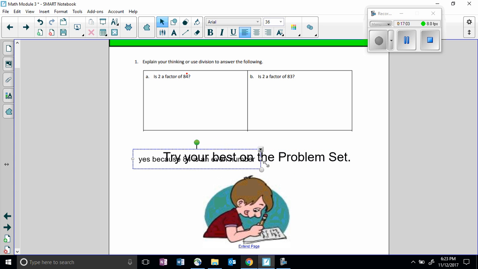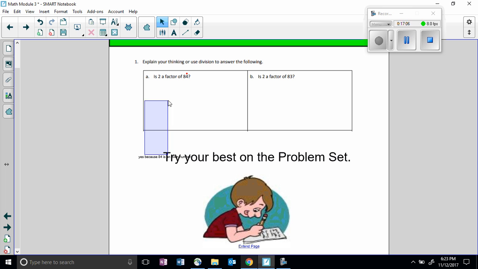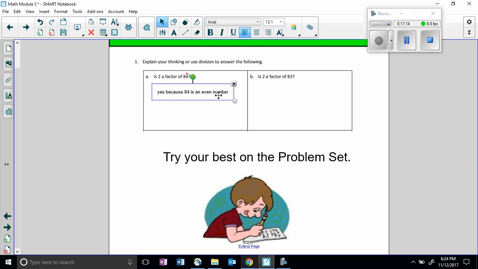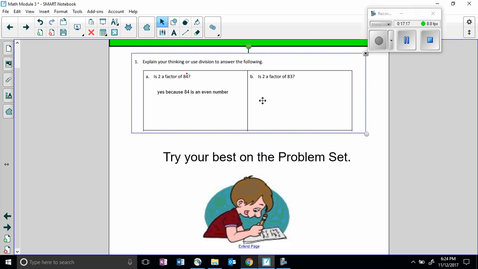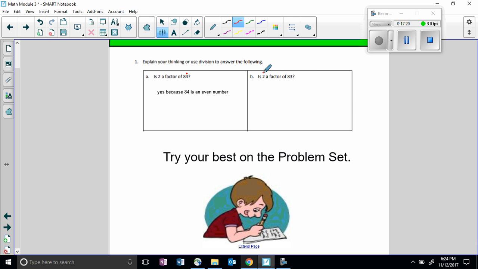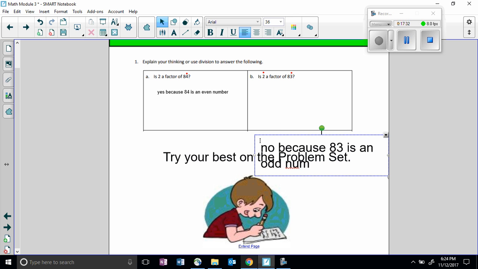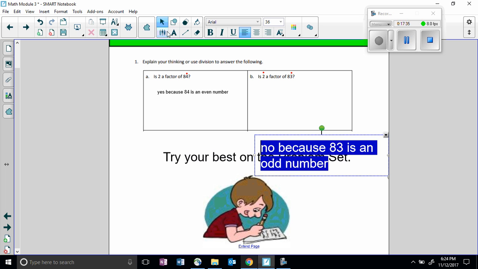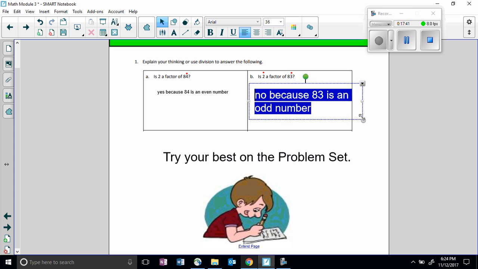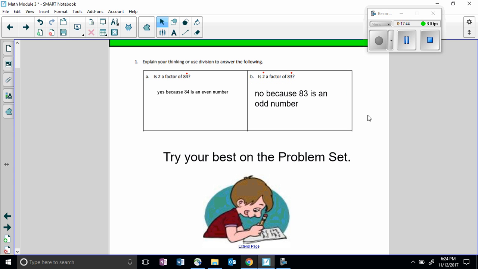I'm going to shrink that a little bit. There we go. I'll make it bigger now. What about, is 2 a factor of 83? Well, let's look at that. I'm looking at 2, I'm looking at this ones place. Is 3 even? Nope. So I'm going to end up typing no, because 83 is an odd number. That was fairly easy. I just need to get my answer up here. There we go. That's it.